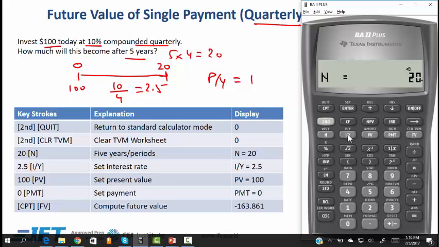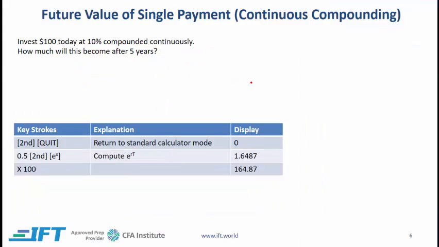The interest rate is per period, which is 2.5, so 2.5 is the interest rate. The present value is the amount we invest, which is 100. The payment is 0, and we compute the future value, and that is the answer.